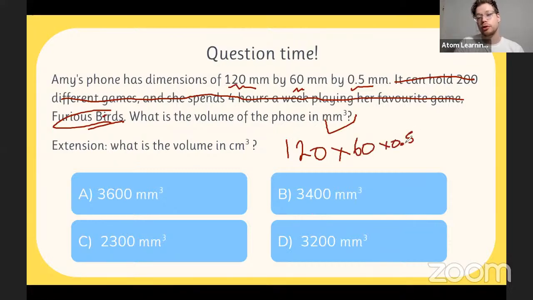I don't know why I picked maroon. It's not my favorite color, but hopefully some people like it. So that is a calculation that we need to do.